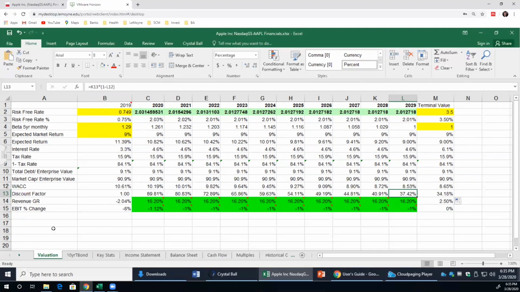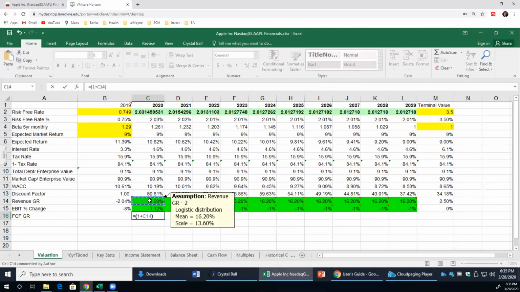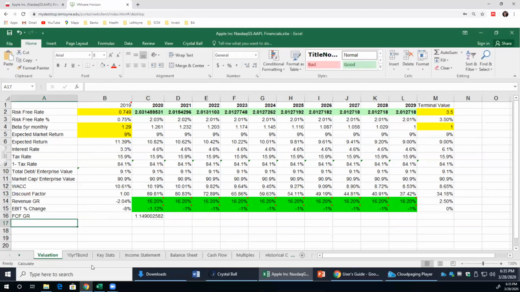All right, so the next thing I would like to do is calculate the free cash flow growth rate, based on my forecast that I calculated. So how am I going to do that? This is going to be 1 plus the revenue growth rate estimate times 1 plus the EBIT or profitability change estimate right here. When I press enter, I get this value right here.